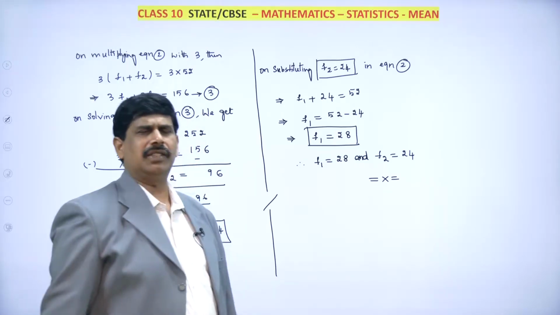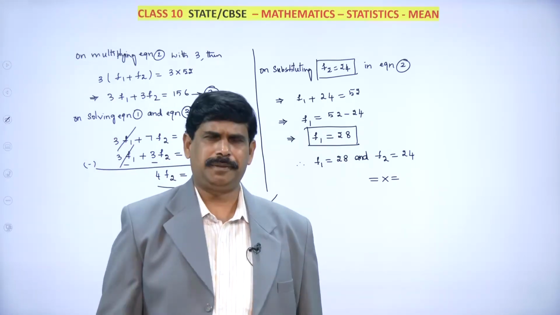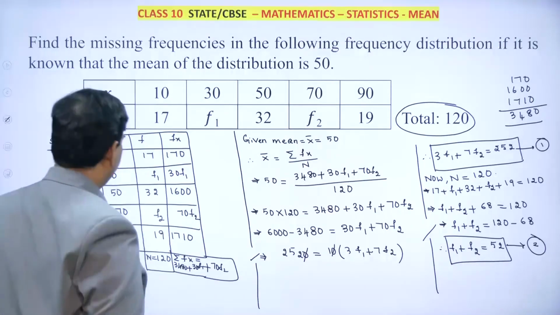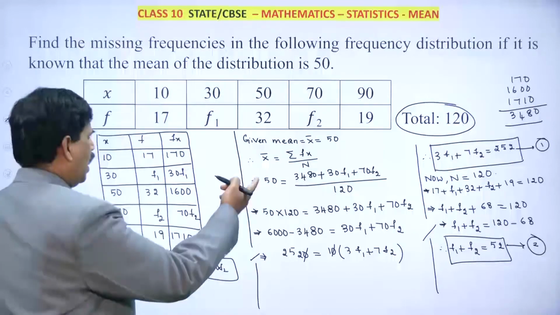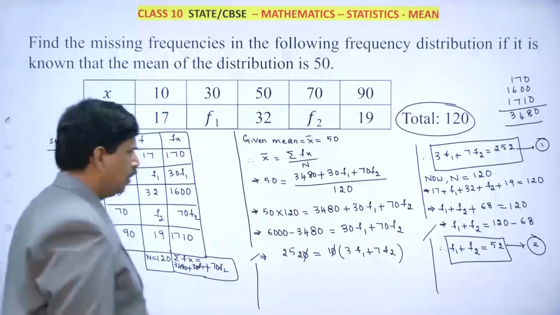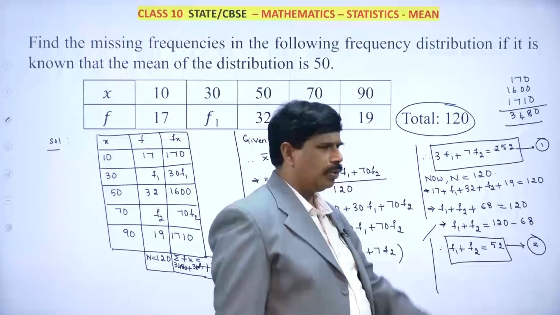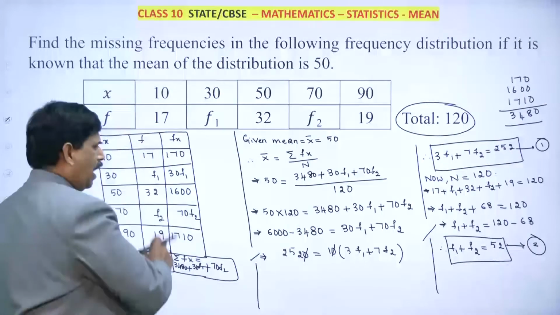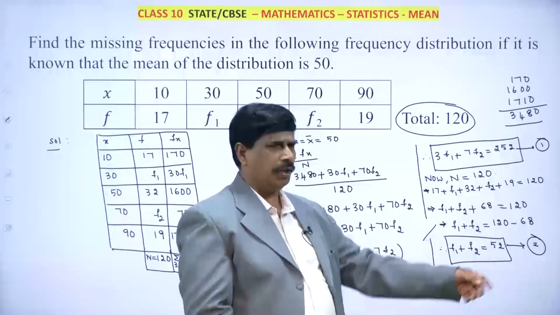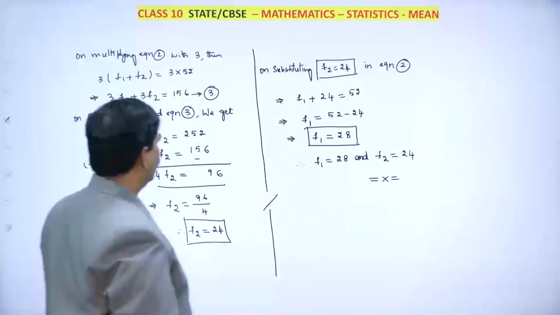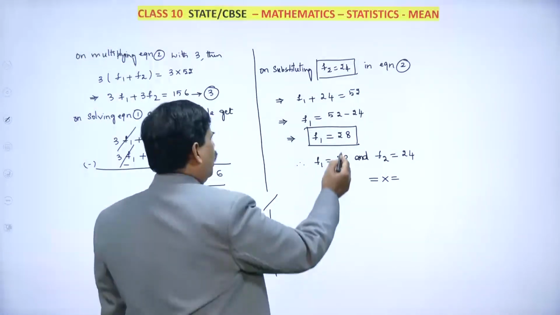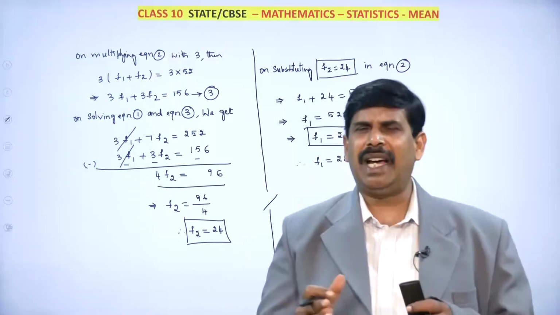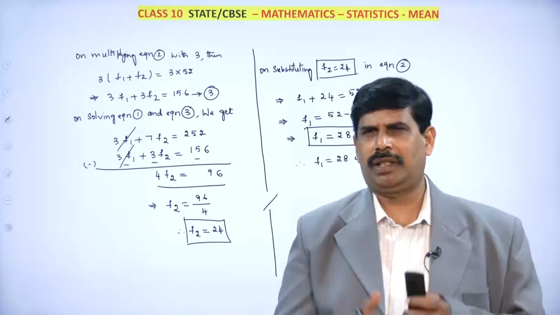So you can verify your answer, children, whether this is right or wrong. How? You have a problem here. 17 plus f1 plus, see, this is what you have got. On simplifying, f1 plus f2, you got it 52. After adding all the frequencies, f1 plus f2 is 52. Let us see now whether f1 plus f2 is 52 or not. 28 plus 24 is 52. Is it clear?